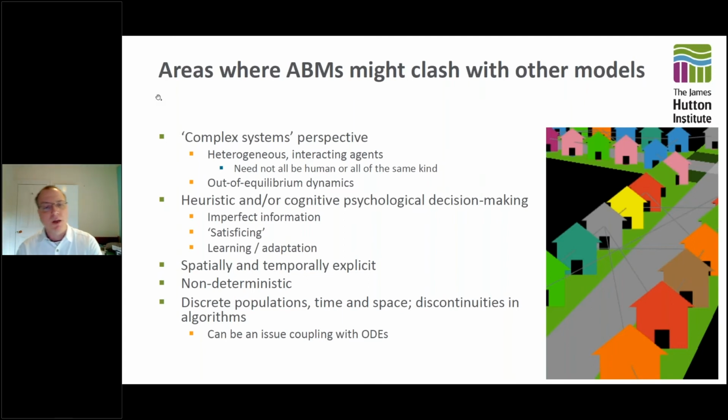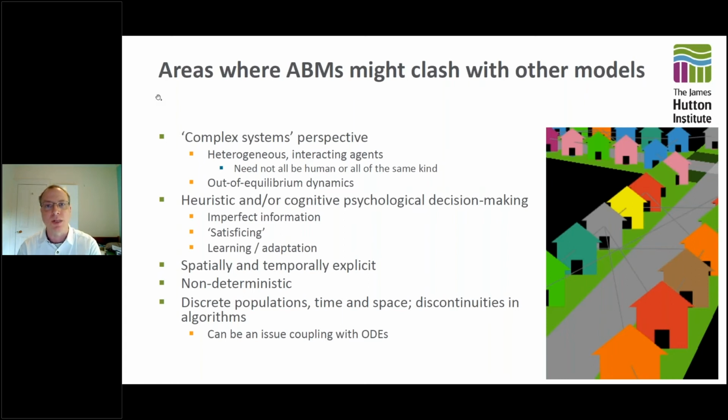We typically don't have to have heuristic and cognitively or psychologically plausible decision-making algorithms, such as HUMAT described earlier. Again, if your model assumes or needs to assume that humans are rational and optimize their decisions, then we need to have a conversation. Agent-based models are spatially and temporally explicit. We need to know what happens where and when.